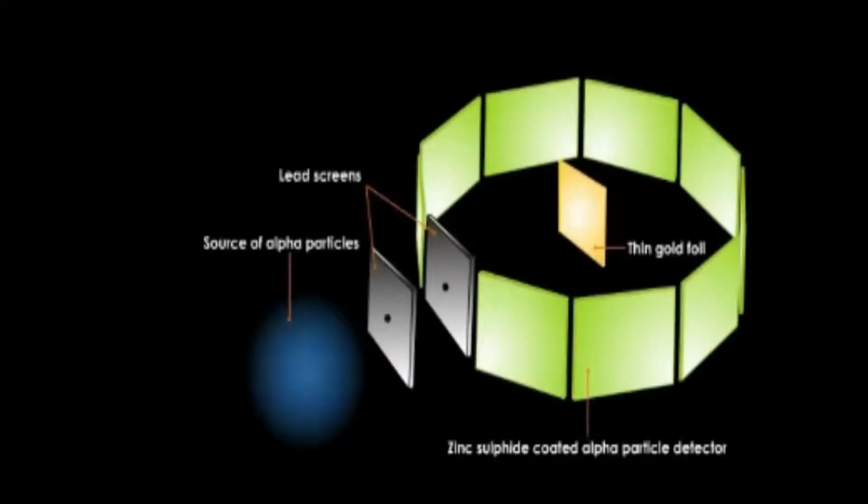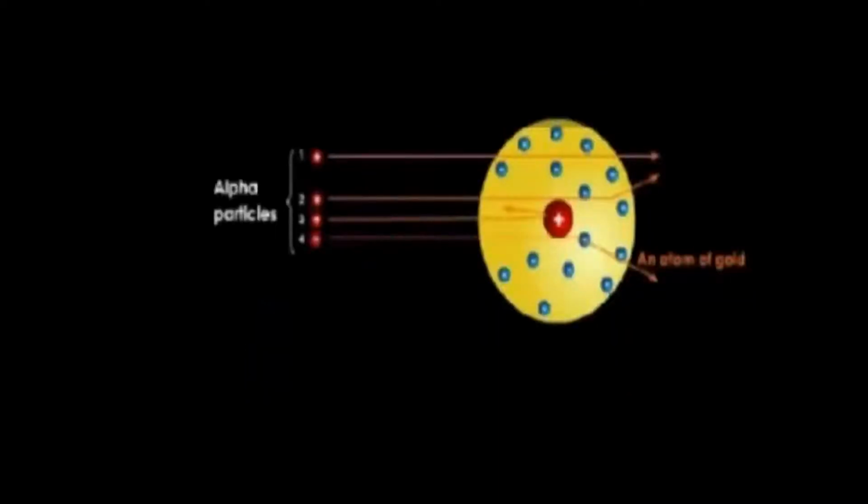He could only explain this by concluding that there had to be something at the very center of the atom that was very small, that was very dense, and probably positively charged: the atomic nucleus. This is one of the most famous experiments in the history of science.